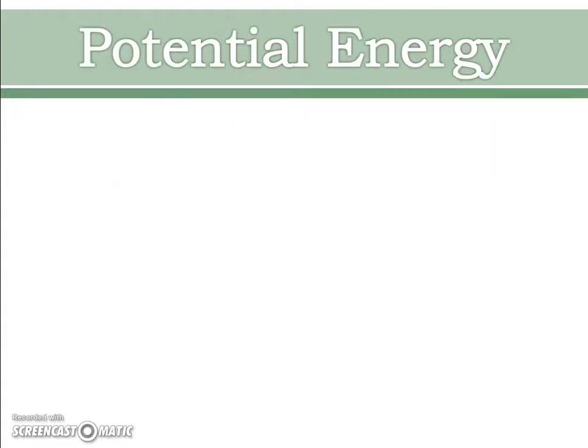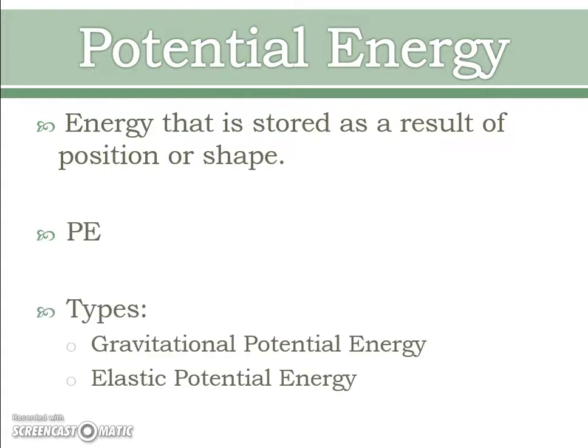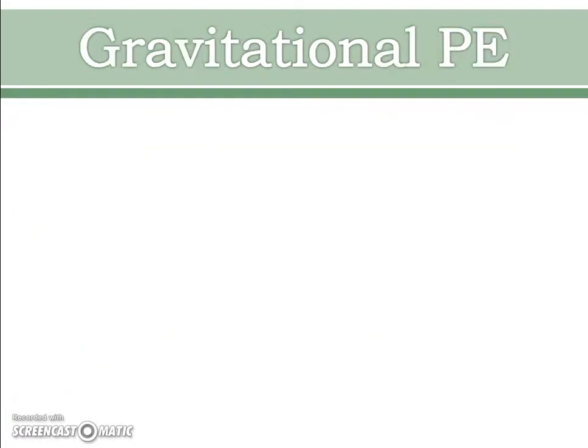The other type of energy that we're going to be looking at is potential energy. This is energy that is stored as a result of position or shape. So these are in objects that are not moving but have the potential to move. We're going to abbreviate this as PE. And there are two types of PE, or potential energy. We have gravitational or we have elastic. The one that we're really going to look at is gravitational.